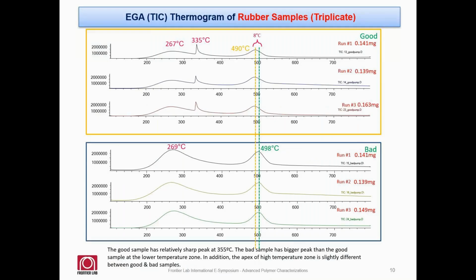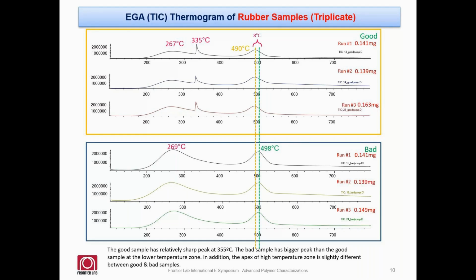Here, first we took the sample and carried out the evolved gas analysis, nothing but the EGA, very similar to TGA, but here we get even the mass spectrum data. This is the first slide showing the EGA thermogram of the rubber samples. Here we could see that the peak apex has a very slight difference. In the good sample, the peak apex appears at 490 and in the bad sample at 498. Apart from that, between 200 and 400, we could see two peaks appearing here.